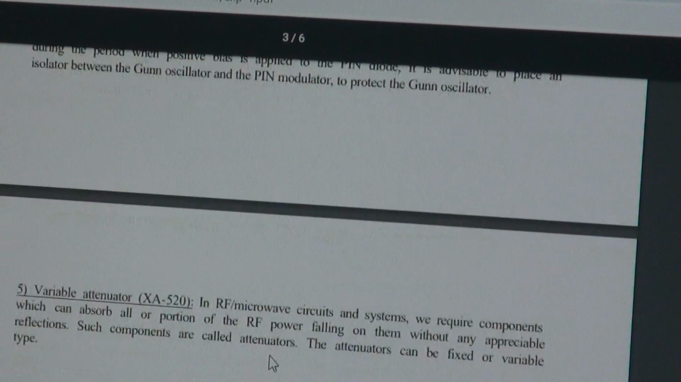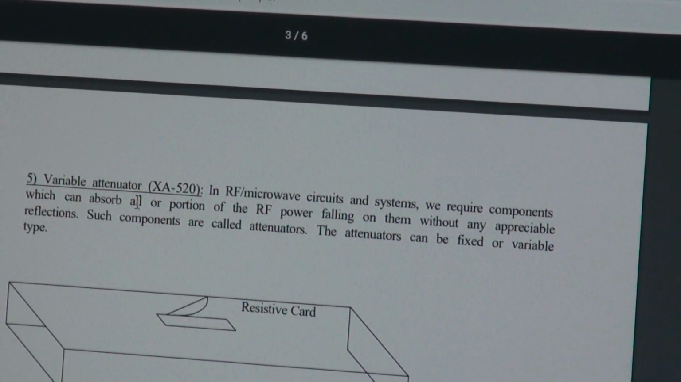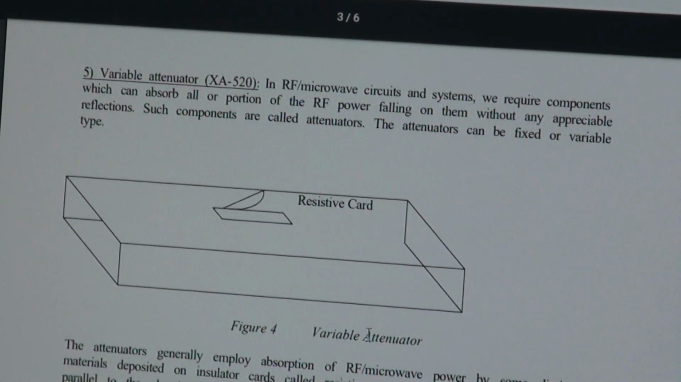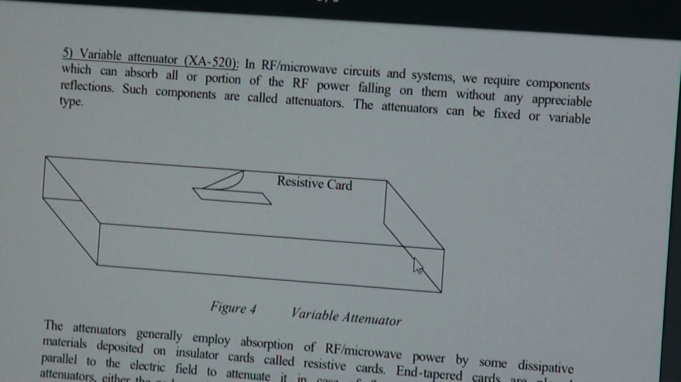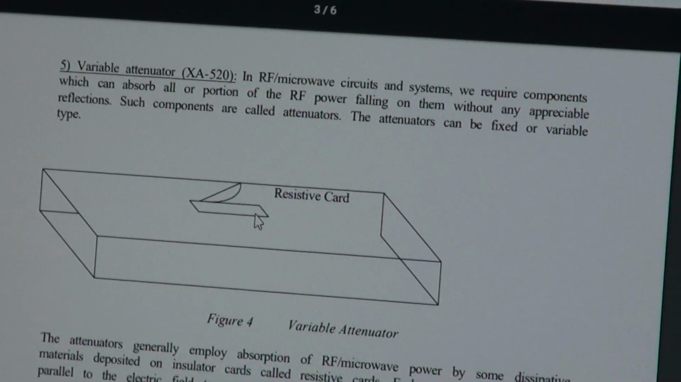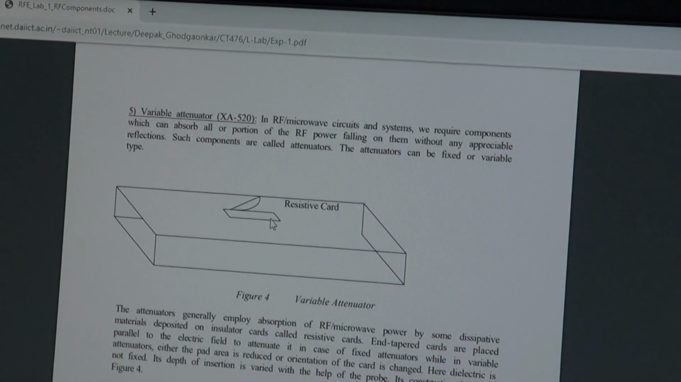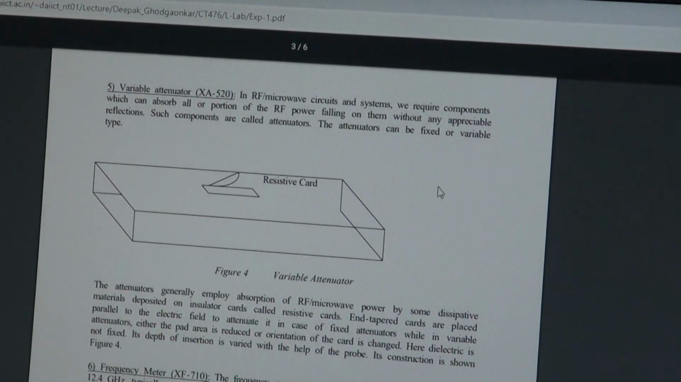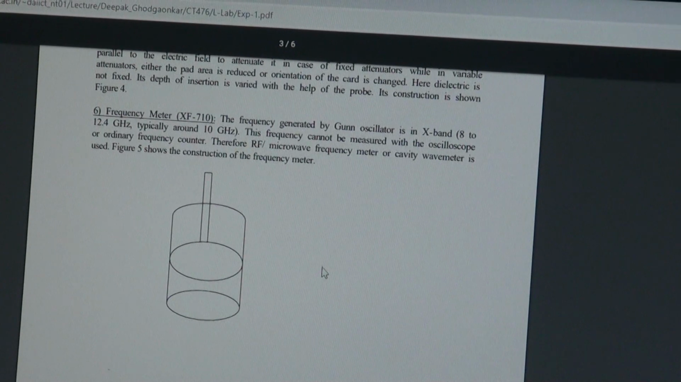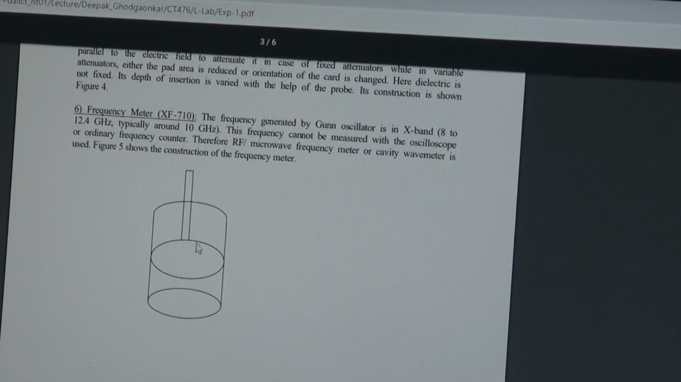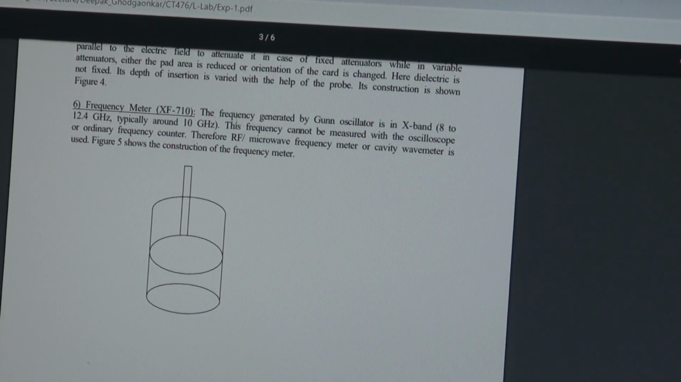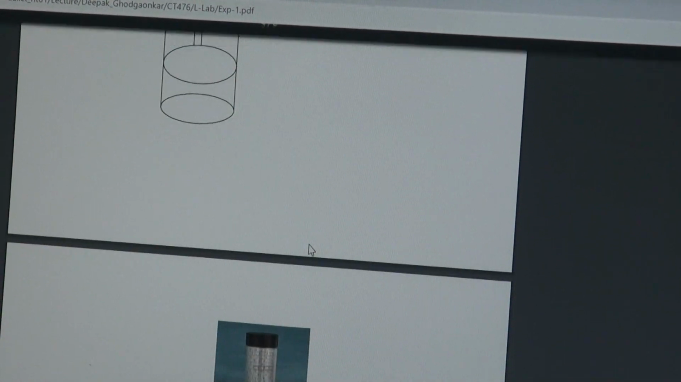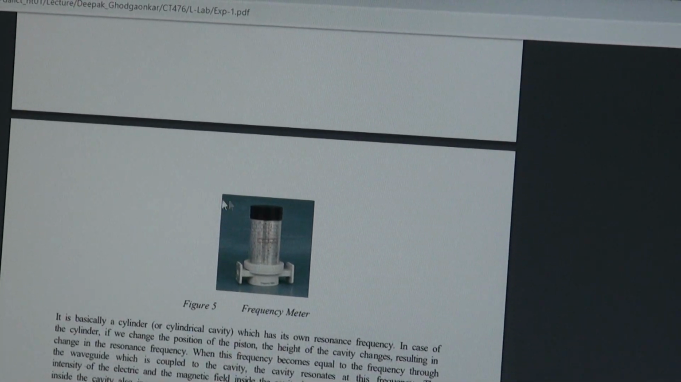And the fifth is a variable attenuator, and this is the figure of the variable attenuator. This is a rectangular waveguide, and here is a resistive card. And the description of the variable attenuator is also available in detail. And this is the figure of the frequency meter, and the description of the frequency meter is also available, and this is the actual hardware picture of the frequency meter.